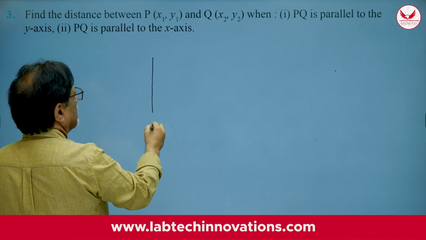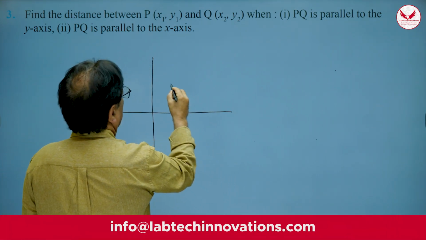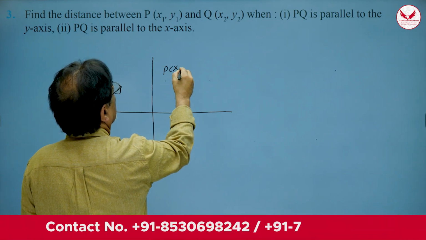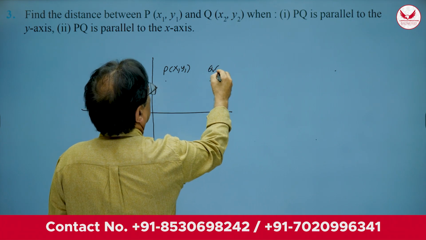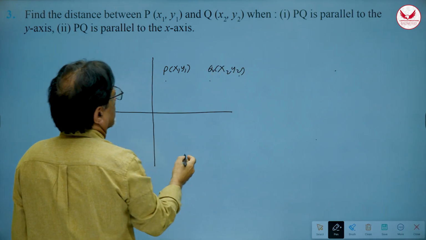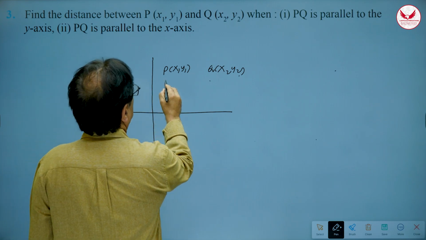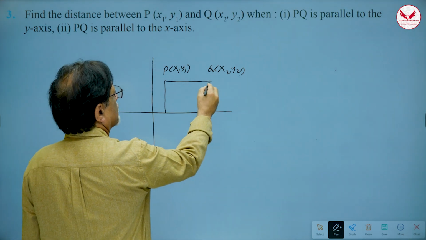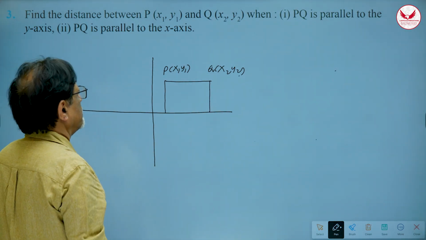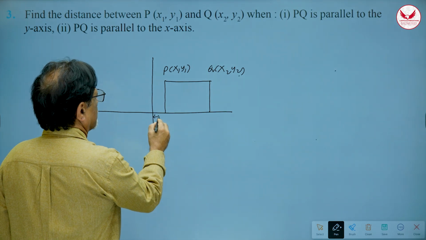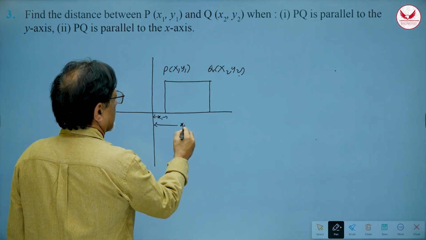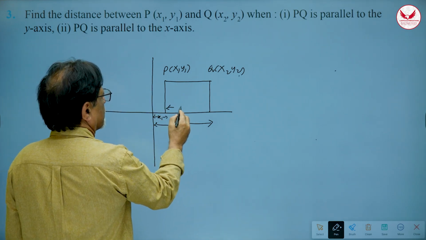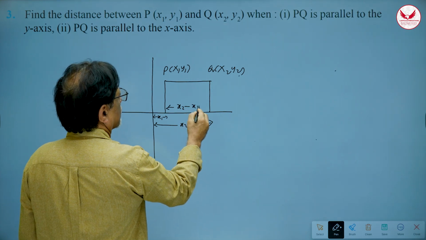So let us draw first of all. This is the y-axis, this is the x-axis, and point P, and here is point Q, because they have given P(x1, y1) and Q(x2, y2). These two points are now parallel. So the line joining P and Q is parallel to what? X-axis. That means the y coordinate will always remain the same. But this distance is x1, right? Whereas this distance is x2, right? And I want to find the distance between these two points, which happens to be this much. So that will be x2 minus x1, right?